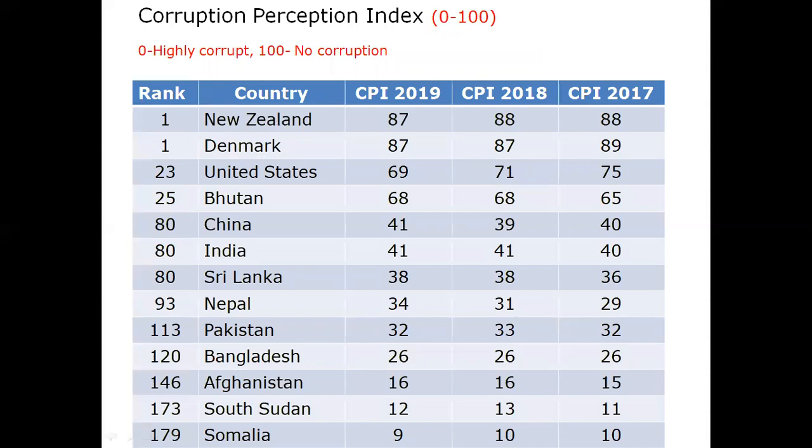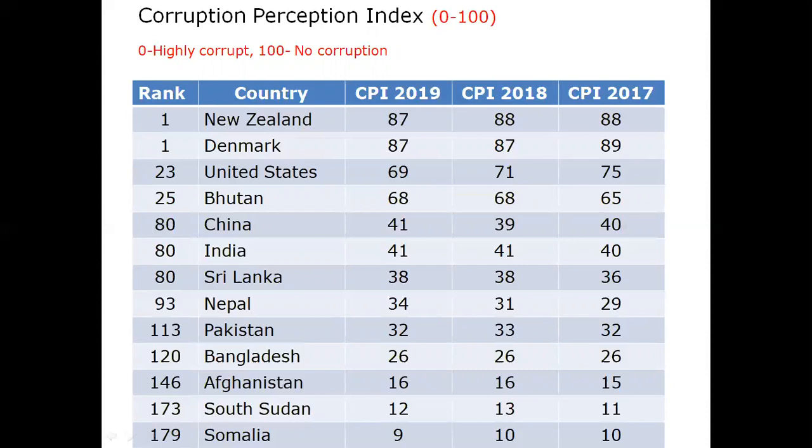So this is what the corruption perception index looks like. It ranges from 0 to 100, 0 meaning highly corrupt and 100 meaning no corruption. New Zealand and Denmark stand in the first position as the least corrupt countries. In South Asia, Bhutan is the least corrupt, and Nepal stands in the 113th position, scoring 34 points.